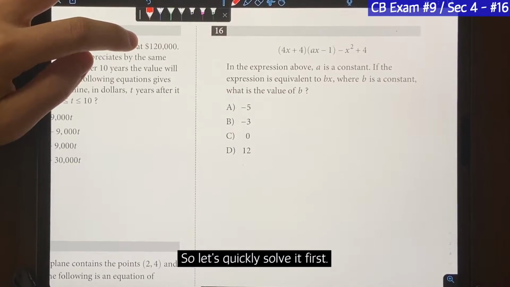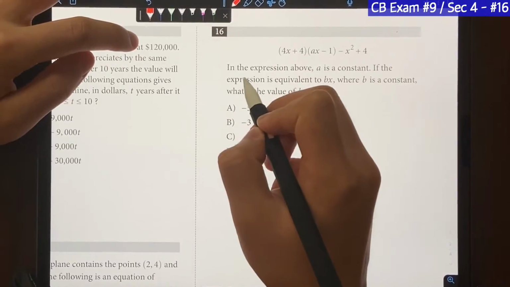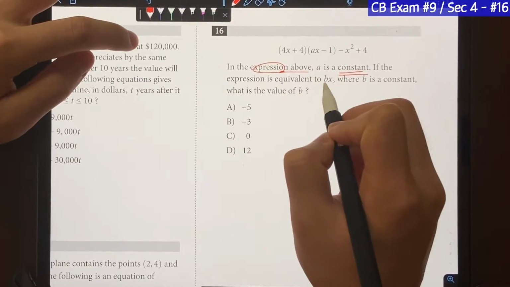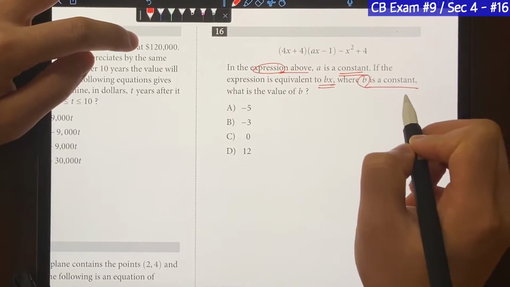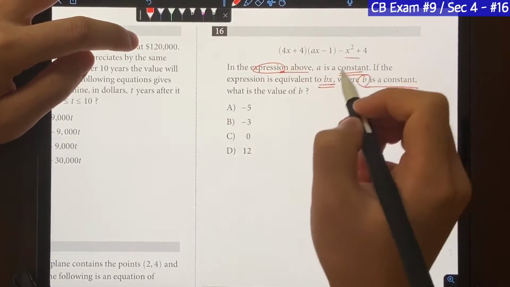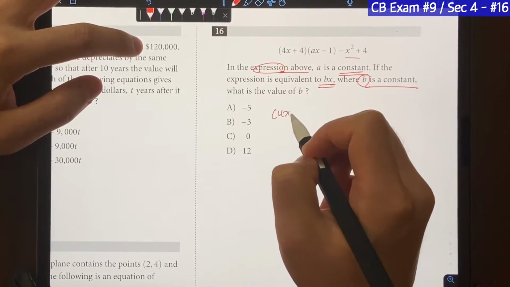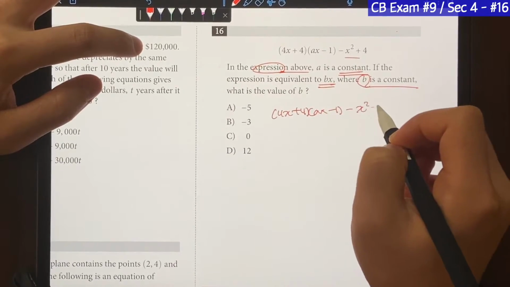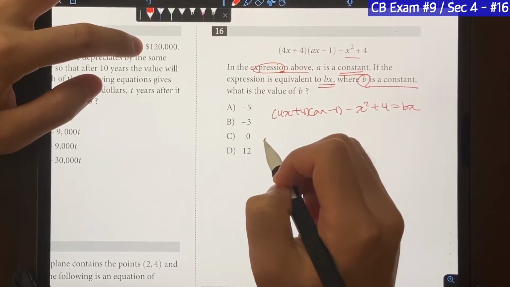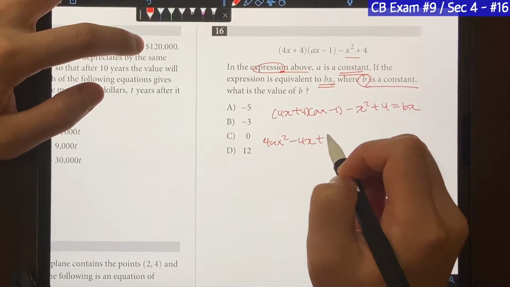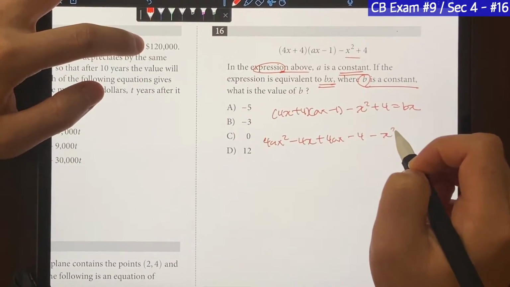So let's quickly solve it first. The question says expression right here, and in the expression above, a is a constant. If the expression is equivalent to bx, where b is a constant, what's the value of b? So this is equal to bx, so we're going to set it equal to bx. So parentheses 4x plus 4, ax minus 1 minus x squared plus 4 is equal to bx. Expand that: 4ax squared minus 4x plus 4ax minus 4 minus x squared plus 4 is equal to bx.